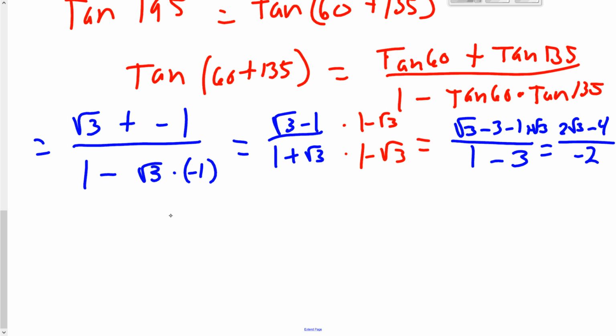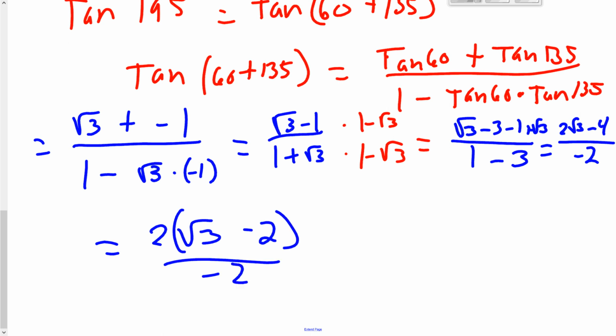And then we can take out a 2 from the top. And then we can cancel out those 2's. So then we just get a negative square root 3 plus 2, and we can distribute that negative, so that's a negative square root 3 plus 2. So there's our final answer. So that's the only thing that sucks about tangent, rationalizing that denominator.